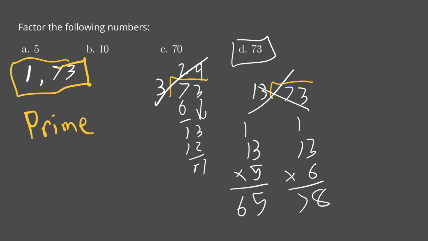So we've talked about how to factor several different kinds of numbers, along with some really good tricks on how to do that. Up next, we're going to talk about finding the greatest common factor, which is going to be a very powerful tool as we move forward.